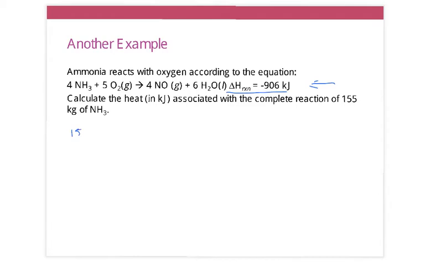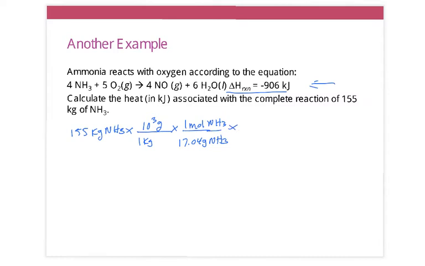So we have 155 kilograms of ammonia. We want to convert this to grams because we want to use the molar mass to go to moles, right? So we have 1 kilogram is equal to 10 to the 3rd grams. Now we can use the molar mass of ammonia. There is 17.04 grams of ammonia for every 1 mole of ammonia.